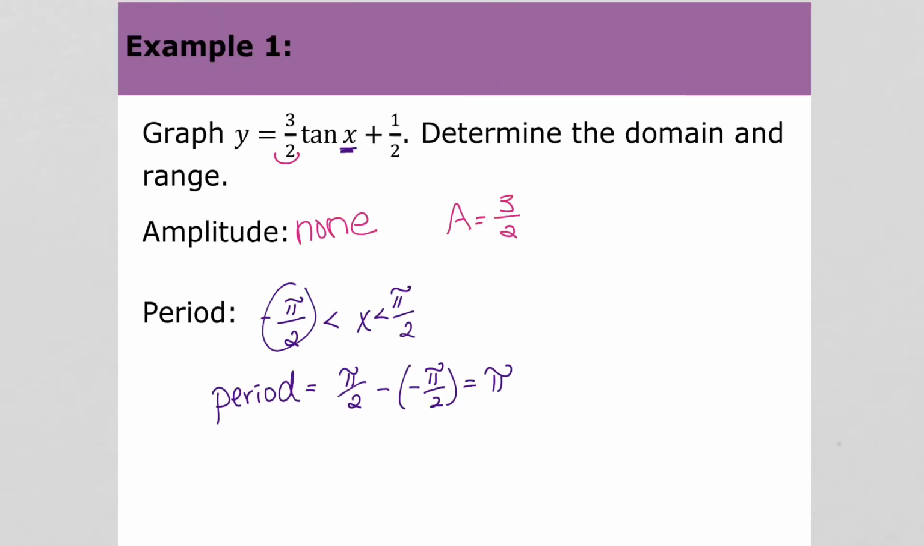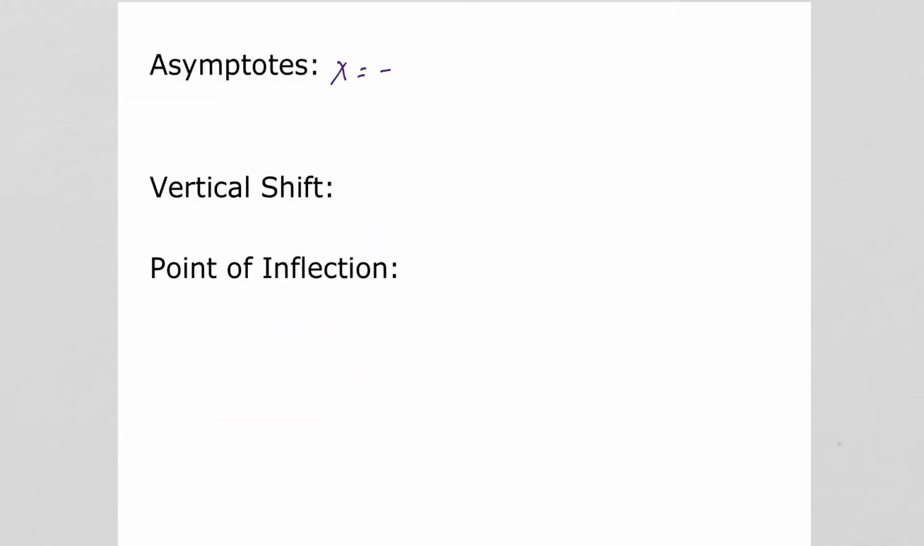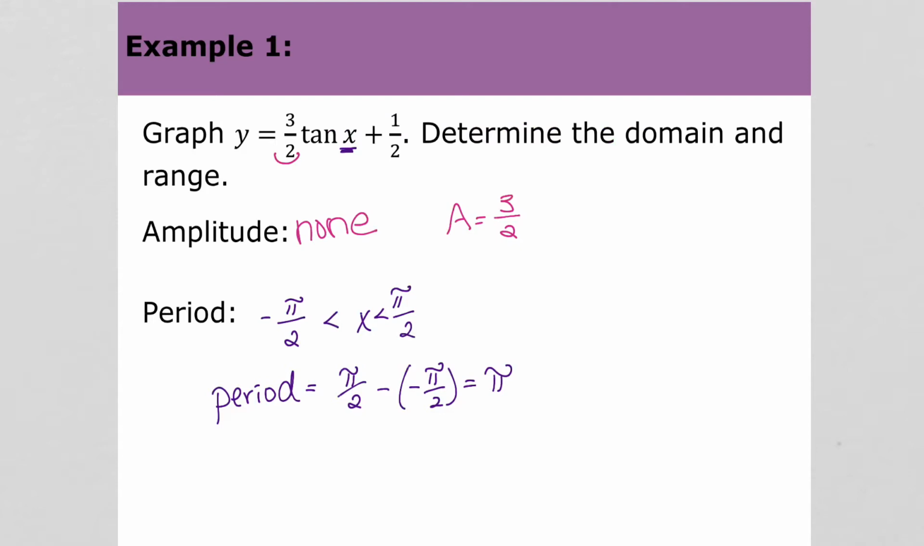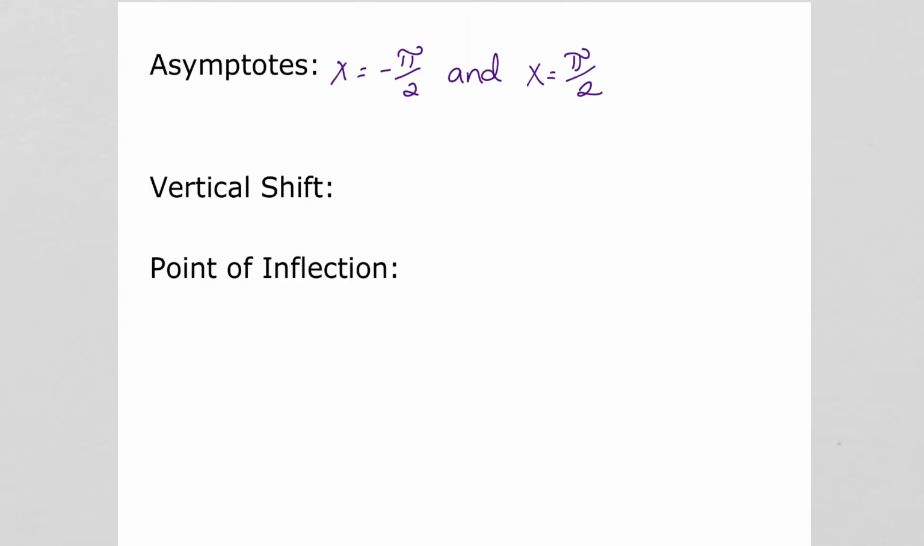The asymptotes are just at these undefined points on either end of the period. So they are at x equals negative pi over 2 and x equals pi over 2. And there will be more asymptotes, but those are the first two that we'll use as a guide to place more. There is a vertical shift on this graph. The plus d here, plus 1/2. So the vertical shift, it's going to go up 1/2 of a unit.